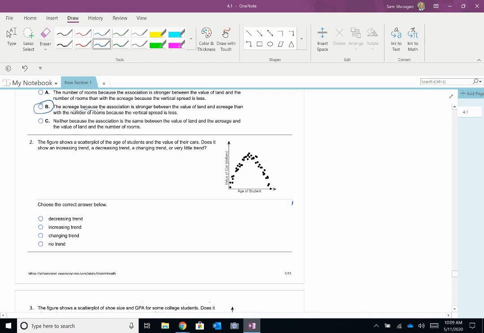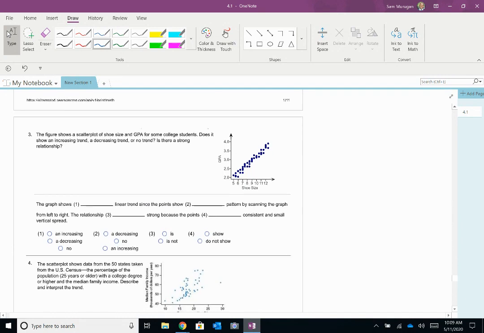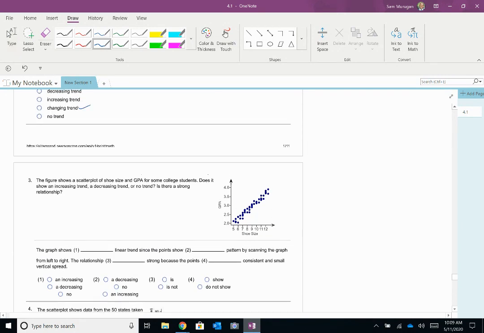The figure shows a scatterplot of the age of students and the value of their car. Does it show an increasing trend, decreasing trend, or changing trend, or very little trend? So notice the trend is going from positive to negative. So I would go with changing here, but I don't know. You guys might want to think about something else, so you figure it out. Okay, but I would say this is a changing trend.